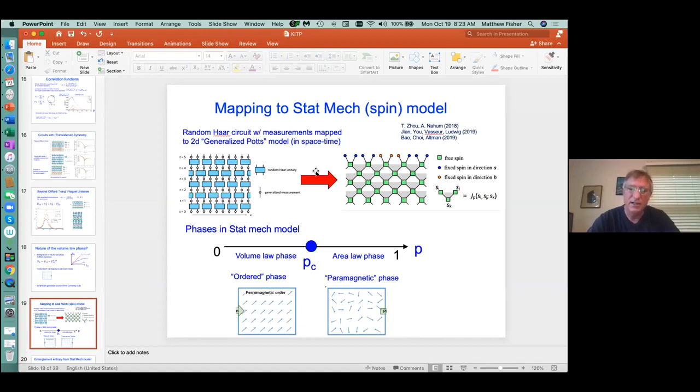And what's interesting here is that even though one is doing real-time, non-equilibrium dynamics punctured with measurements, in this statistical mechanics model one has an effective theory in which space and time look the same, and it looks basically Euclidean space and Euclidean time. Well, what are the phases in the stat-mech model? The volume law phase, as we'll see, corresponds to the ordered phase of the stat-mech model. You can think about the stat-mech model as being, for example, an Ising model, which has a ferromagnetically ordered phase. The area law phase corresponds to the disordered or paramagnetic phase of the stat-mech spin model.